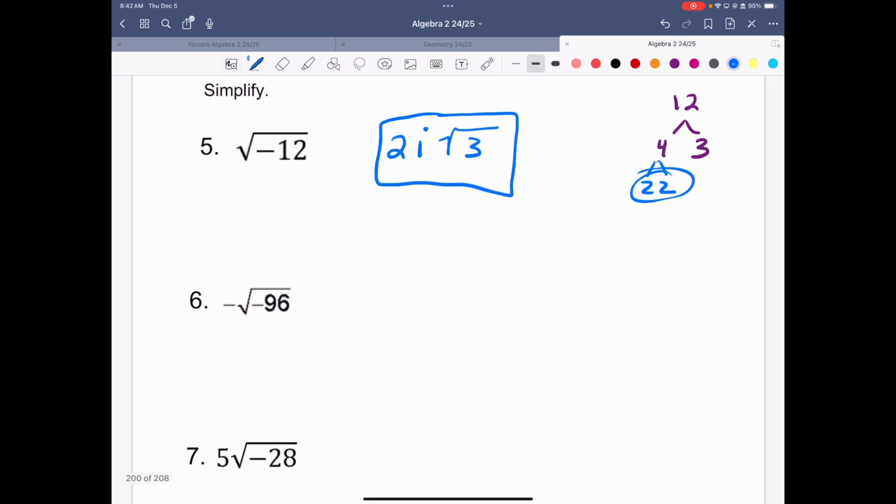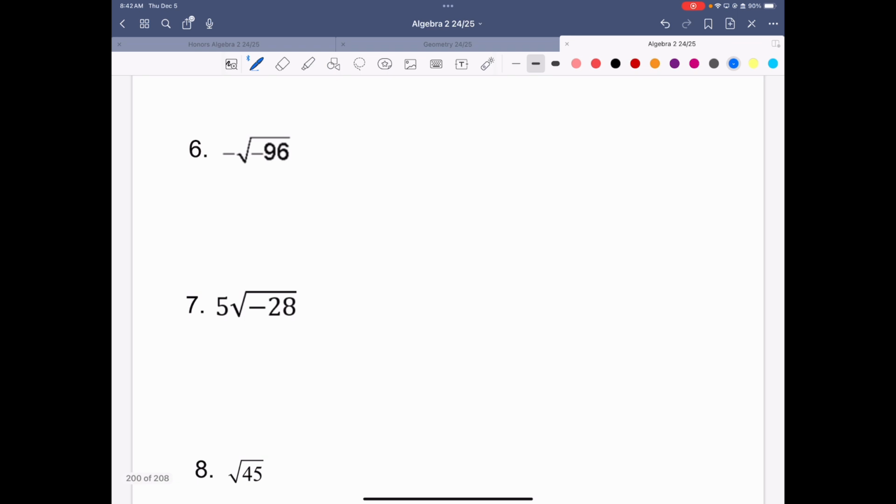Okay? Number 6, the negative square root of negative 96. Notice this negative is not underneath the radical symbol, so I can't lose that. That's got to come along for the ride. That doesn't make it an i. Underneath the radical makes it an i, an imaginary unit. That doesn't. So we have to deal with 96.